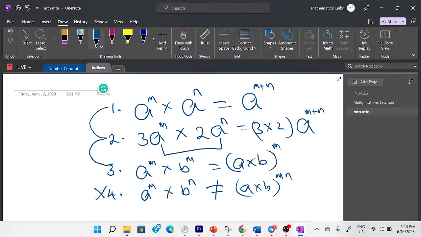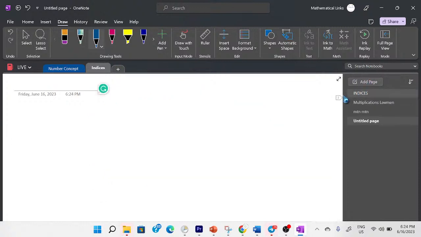That is, when the bases are the same, and you just pick one of them and add the powers. And when the bases are the same and you have numbers attached to them like this. And the third one, when the bases are different but they have the same power. So these are the three categories you have here. Okay, so let's go to the second law of indices.